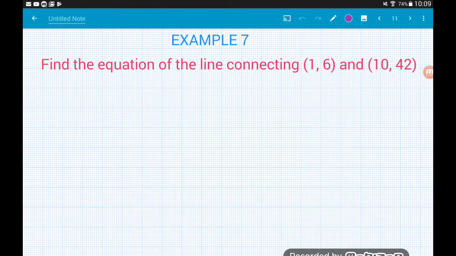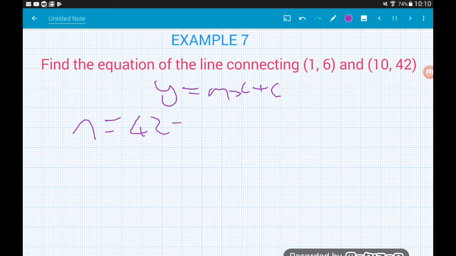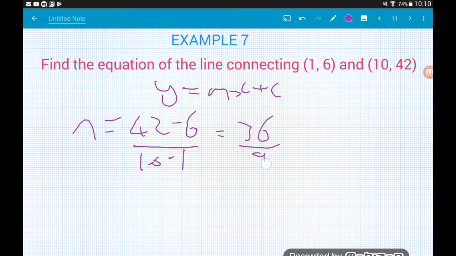So, find the equation of the line connecting (1, 6) and (10, 42). With a question like this, we always need to find the gradient first. So m is equal to, let's say, 42 take away 6, the difference of the y values, over 10 take away 1. So up on top, 42 take away 6 is going to give us 36. And then on the bottom, 10 take away 1 is 9.